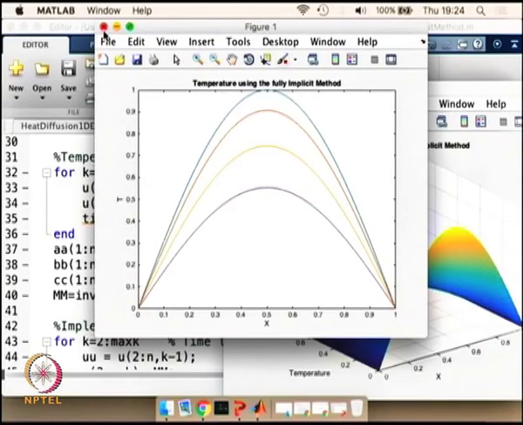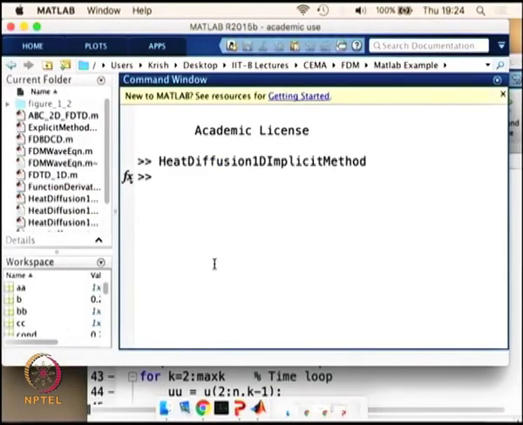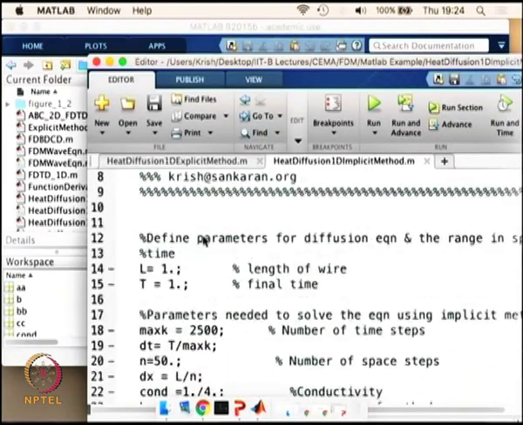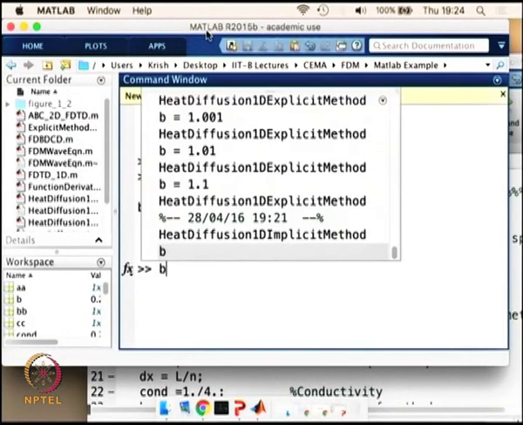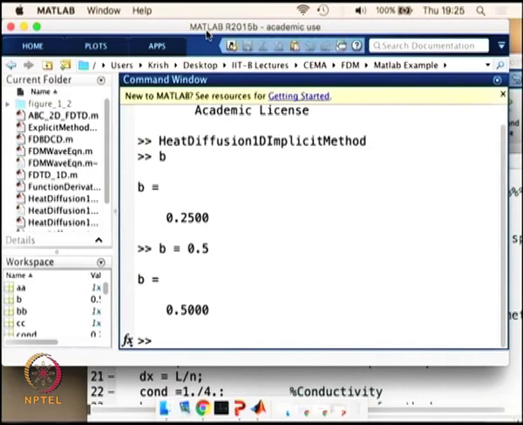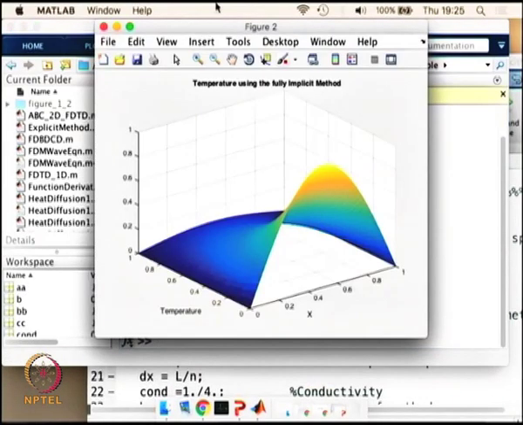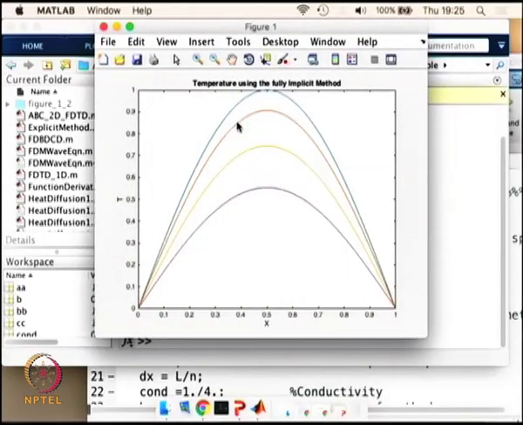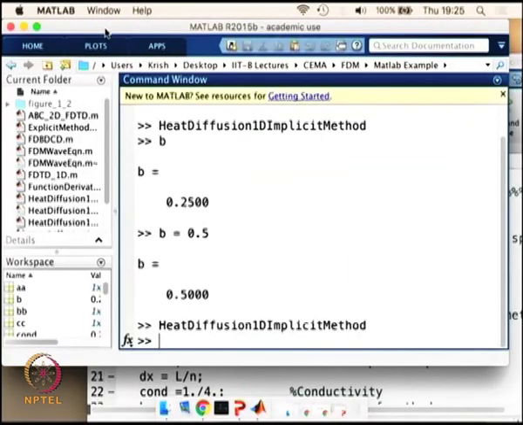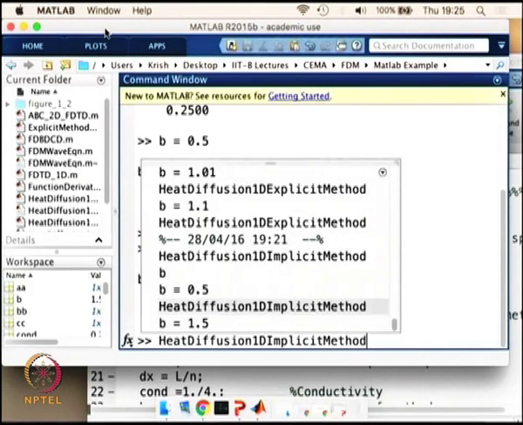So what we can do now is see how much influence B has on our code itself. B is now 0.25, and I am going to change the value of B to certain other values. Let us say I am going to put B equal to 0.5, and I am going to run the same program, heat diffusion implicit, and you see that it still gives a good result. So let us now do the value for B equal to, let us say, 1.5. Now we are going beyond the CFL limit, and we will see how the code works.